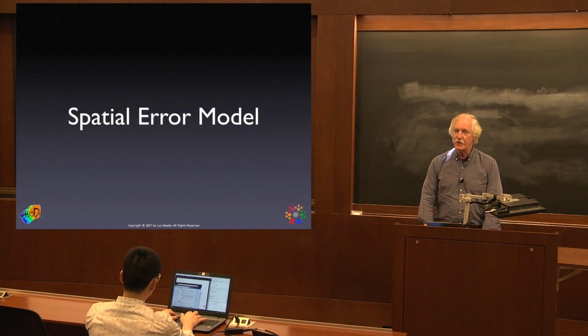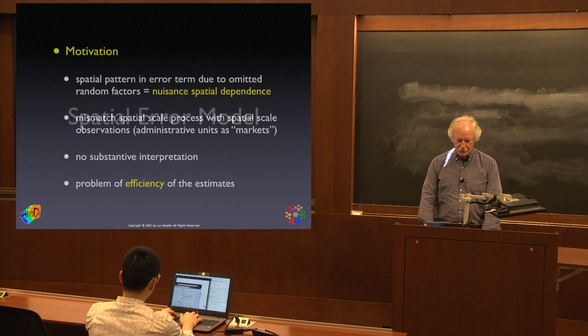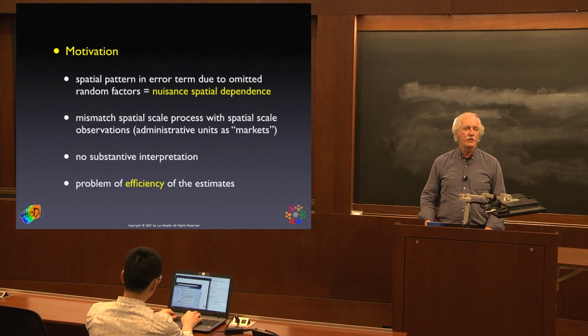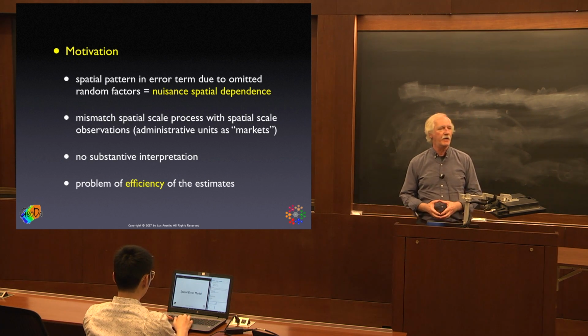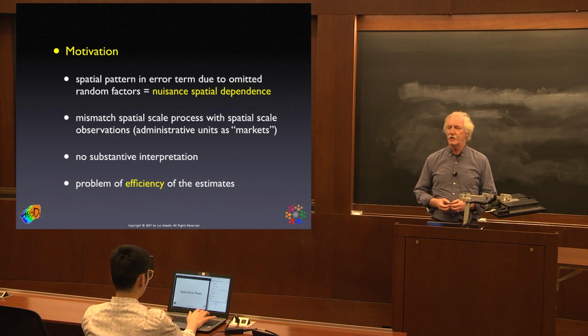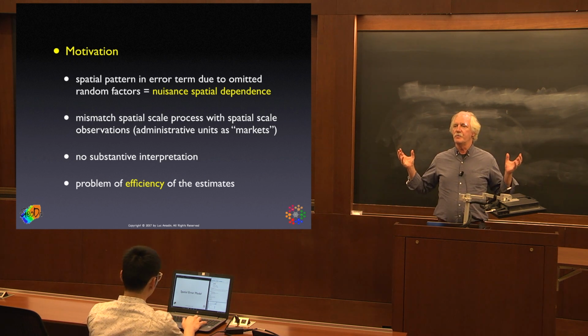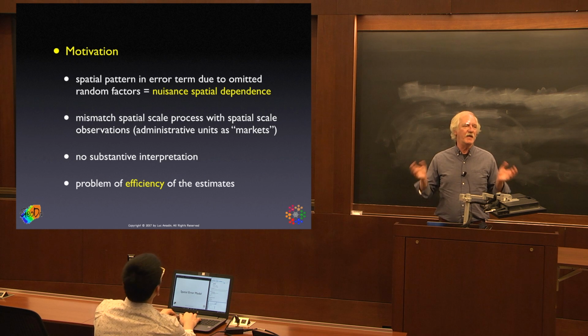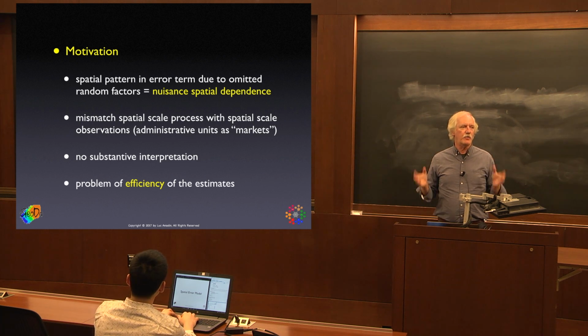Okay. Spatial error model, much simpler. This is what I call nuisance spatial dependence. The pattern is in the error term. Error term is what shouldn't be there, right? The error term is not interesting. The error term should be random noise. If the error term is not random noise, there's two things you can do about it.